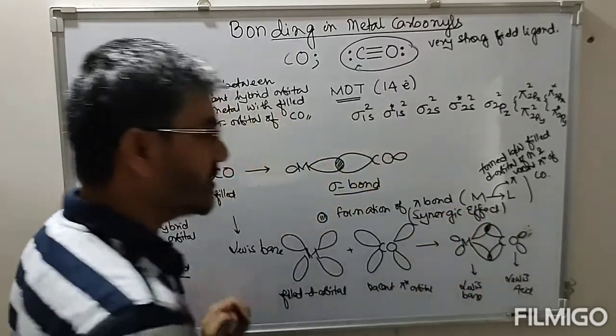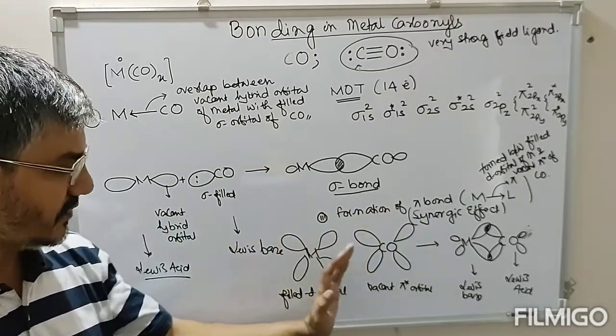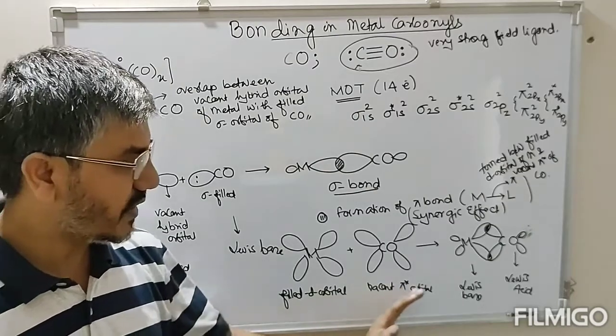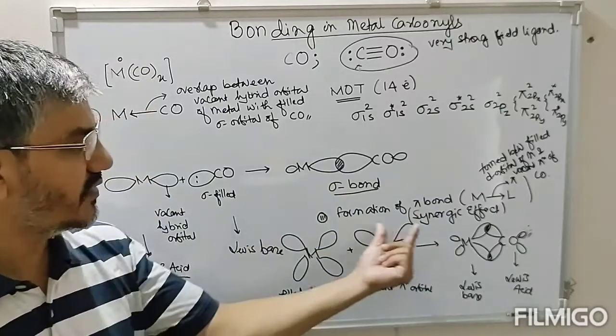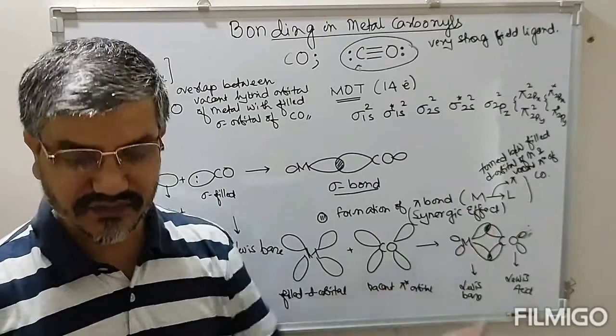So the synergic effect is the back donation of electron density from the filled d orbital of the metal to the vacant pi star orbital of carbon monoxide, resulting in the formation of a pi bond. This effect is known as the synergic effect.